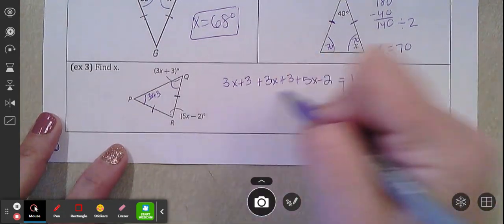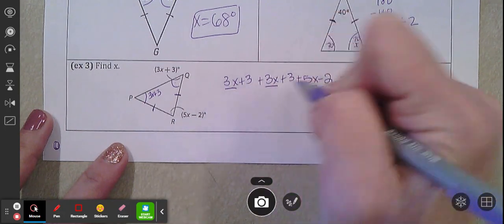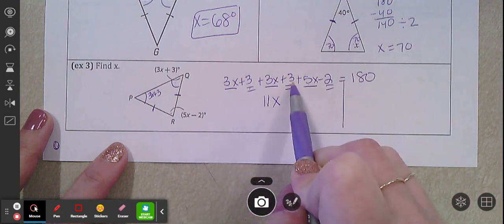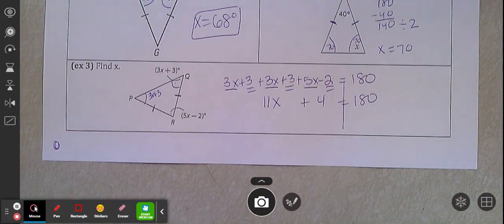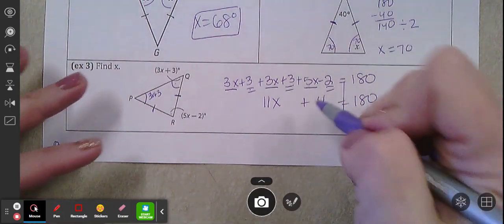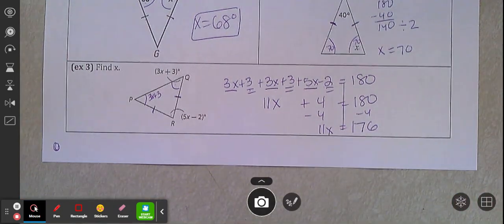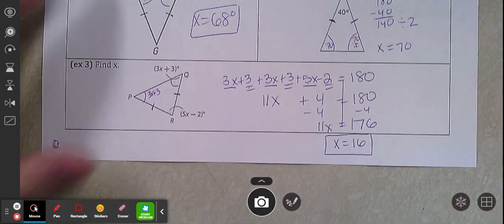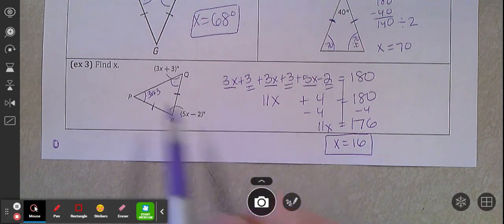Since all of this is on the same side, we want to combine like terms. 3x plus 3x is 6x, plus 5x is 11x. And then 3 plus 3 minus 2 is 4. Now we're just solving for x. We subtract that 4, so 11x equals 176. Now divide by 11. 176 divided by 11 is 16. Remember too, once you get your value for x, if you needed to find any of the angles, we could just take 16 and plug it in.